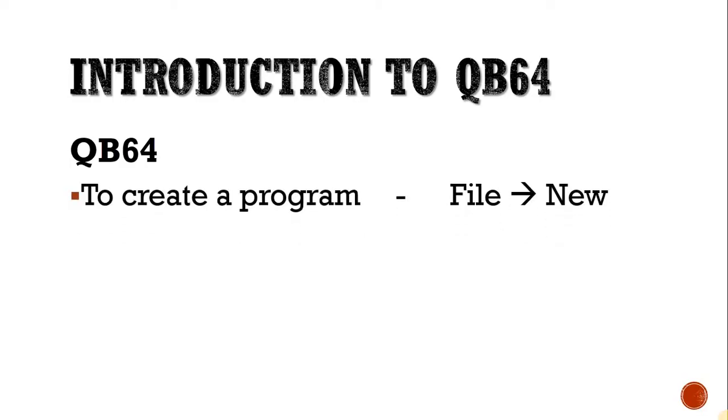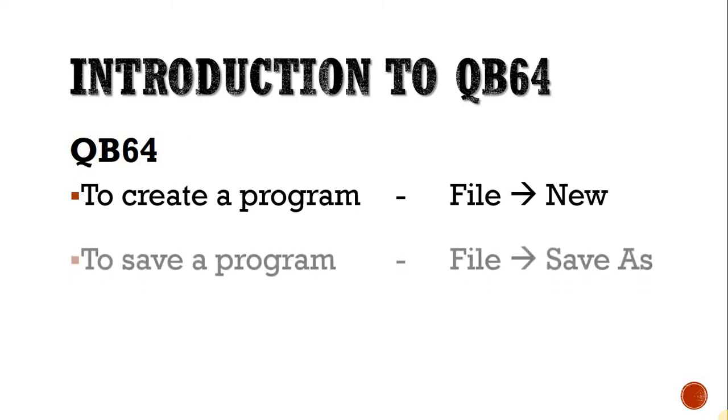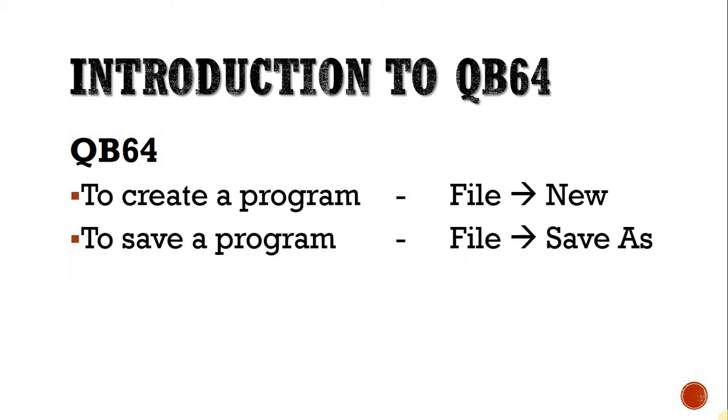Next, creating a program. To create a new program, we need to click on the File menu and then select the New command. A new file will open with the name Untitled. To save a program, you need to click on the File menu and then select the Save As option. It will open the Save As dialog box. You need to select the location to save the file, type the name of the file and click on OK. Your program will be saved.